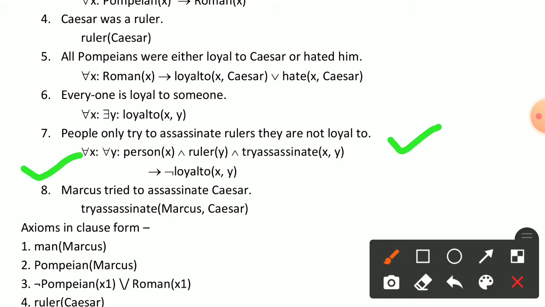Now our next sentence is Marcus tried to assassinate Caesar. So here we can use predicate logic and write this sentence like this: try assassinate in bracket Marcus comma Caesar. Marcus is a man and the other is Caesar. So here we can write this sentence like this.